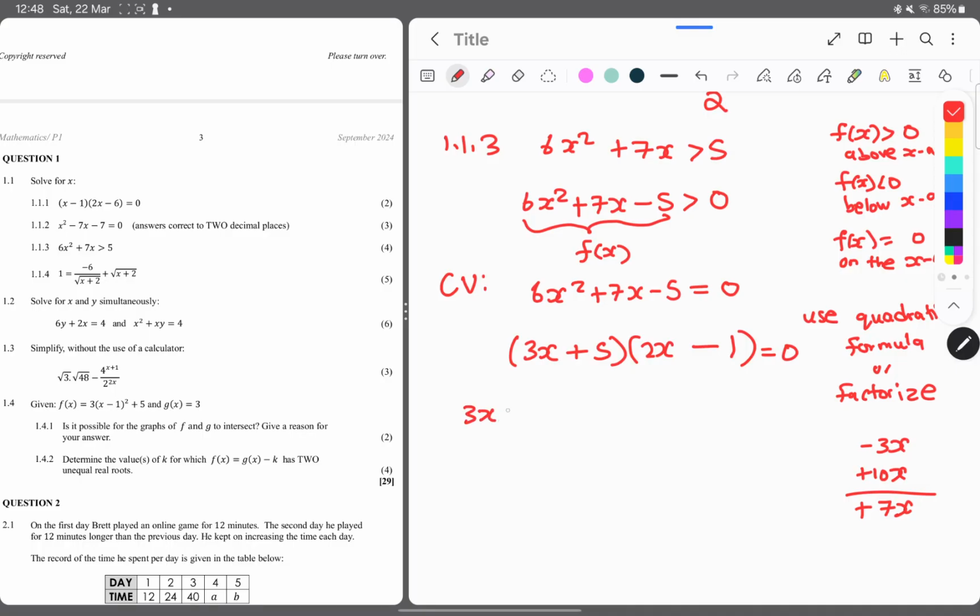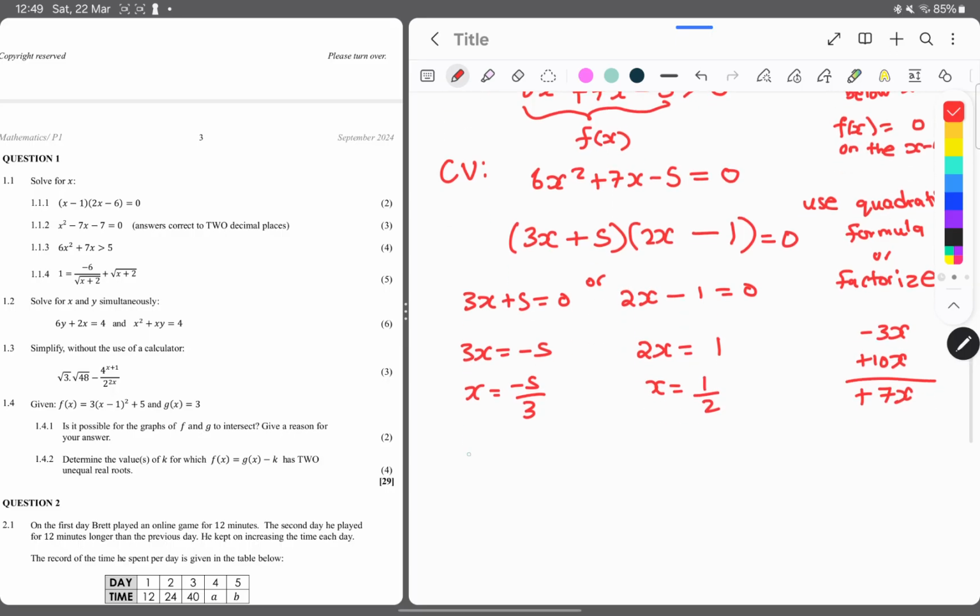And then again, 3x plus 5 is equal to 0, or 2x minus 1 is equal to 0. Two solutions. The first solution is 3x equals minus 5, so x equals minus 5 over 3. 2x is equal to 1, or x equals 1 over 2. So your critical values become x equals minus 5 over 3, x equals 1 over 2.